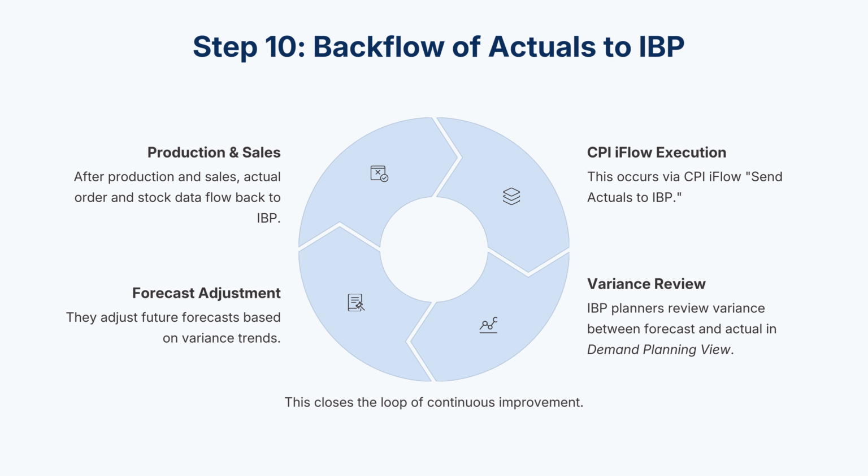Step 10. Backflow of actuals to IBP. Once goods movement and sales orders are processed in S/4HANA Cloud, those actuals are sent back to IBP. This uses the CPI iFlow send actuals to IBP. IBP planners can then compare forecast versus actuals in demand planning view and adjust future forecasts accordingly. This continuous loop keeps planning data synchronized and accurate.